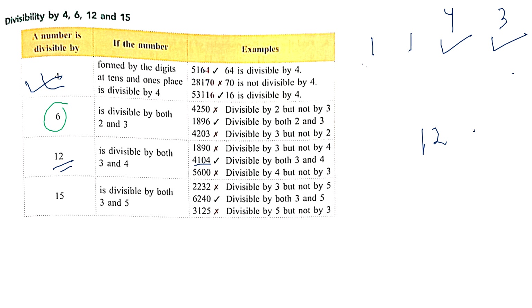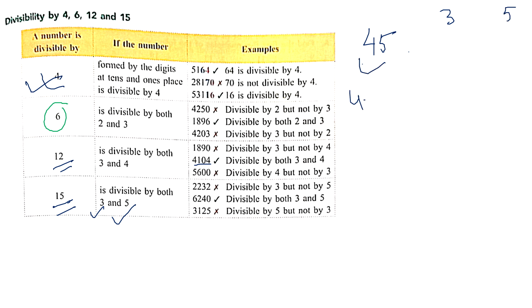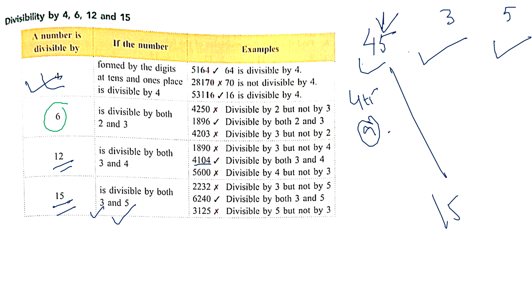And for the rule of 15, this is another nice one where we can see that if a number is divisible by 3 and 5, okay, let us take up 45. For 45, it is divisible by 3. You see, if you add it, 4 plus 5 is 9. 9 is divisible by 3, so it is divisible by 3. In the case of 5, the rule is that the ones place should have a 5 or 0. Here we have a 5, so it is divisible by 5. Therefore, 45 is divisible by 15 also. Okay. So this is the rule for 4, 6, 12 and 15.